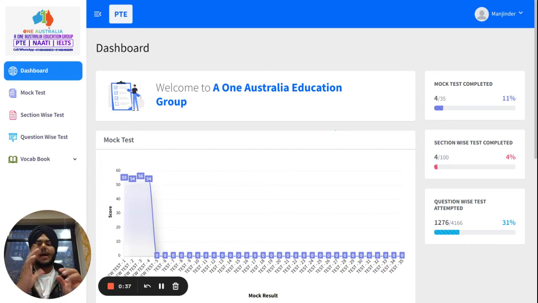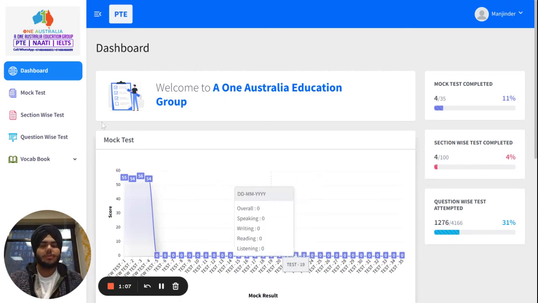As you can see on the screen is our A1 Australia portal. Right now I'm logged into a student's ID, Manjinder. Shout out to Manjinder. This is our dashboard. The student has registered for 35 mock tests, all of which have real PTE exam questions, and 100 section wise tests, and we have more than 4,000 questions in our portal.